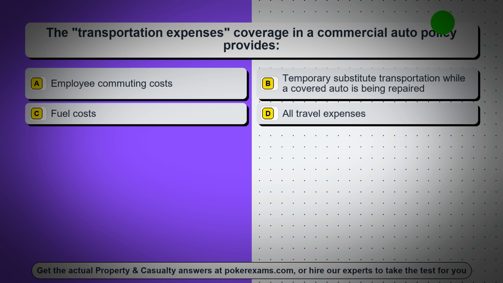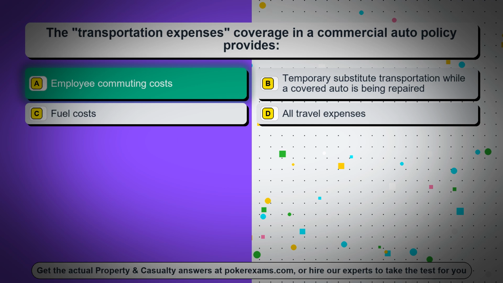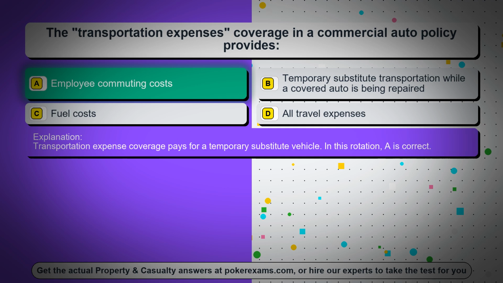Question 20. The transportation expenses coverage in a commercial auto policy provides. Option A. Employee commuting costs. Option B. Temporary substitute transportation while a covered auto is being repaired. Option C. Fuel costs. Option D. All travel expenses. The correct answer is option A. Employee commuting costs. Transportation expense coverage pays for a temporary substitute vehicle. In this rotation, A is correct.